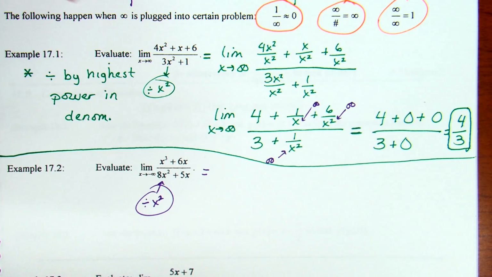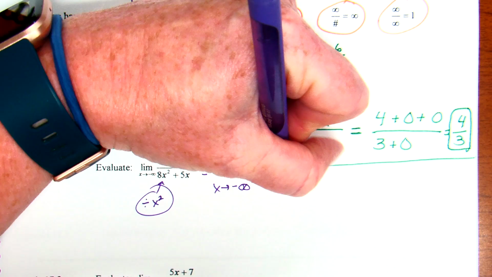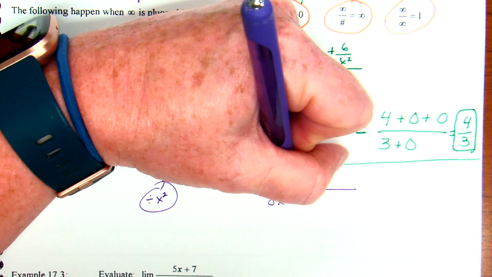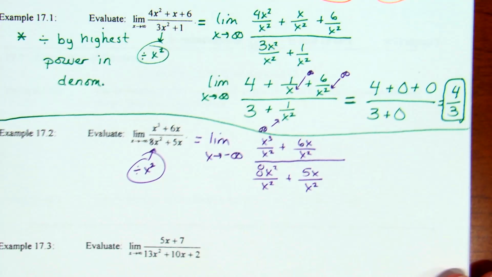So, the limit as x approaches negative infinity. Now, do you want me to go ahead and simplify as we go rather than writing it out fully the long way? Or not? Okay. So if we do x cubed divided by x squared plus 6x divided by x squared, all over 8x squared divided by x squared plus 5x divided by x squared, right? That's the long way, right?